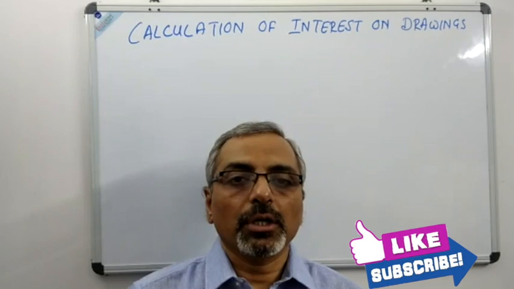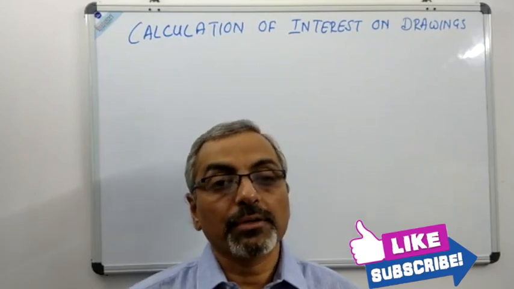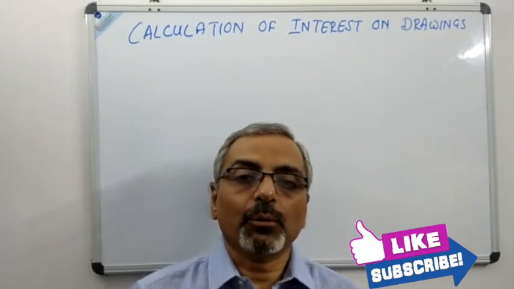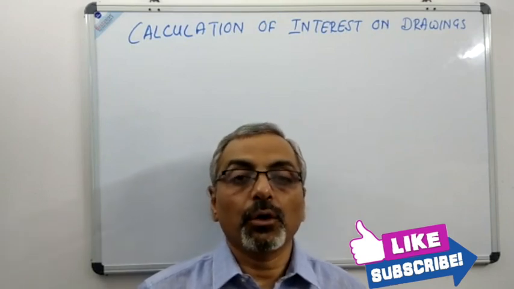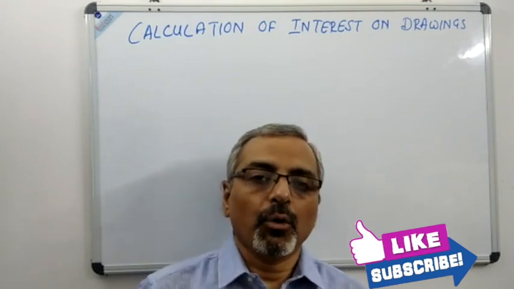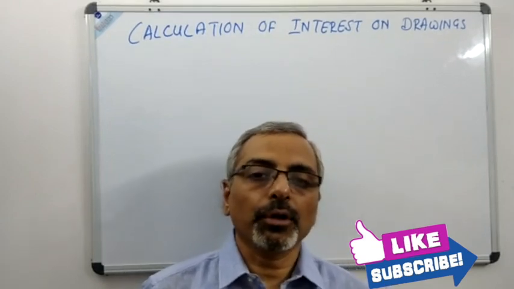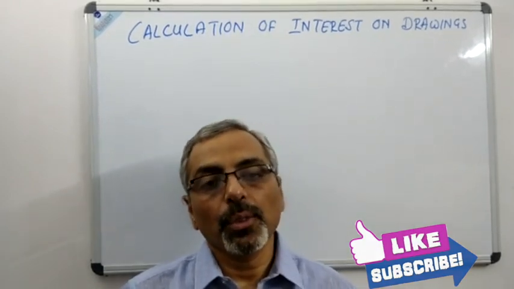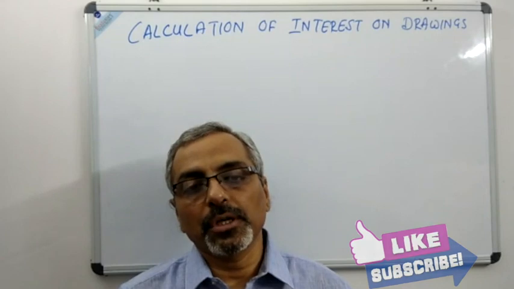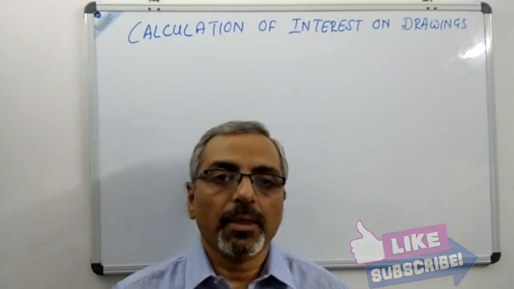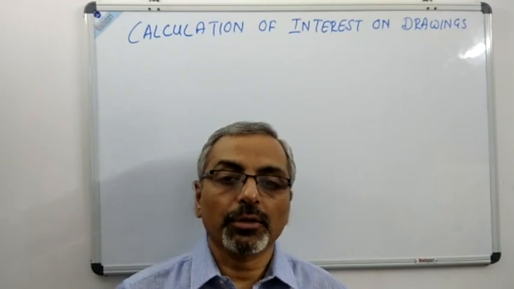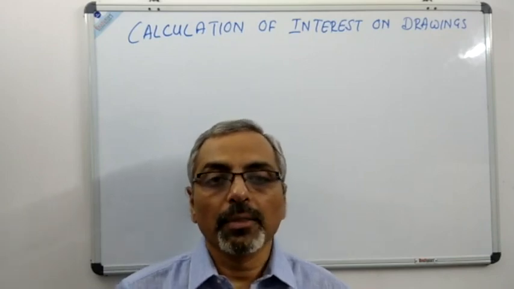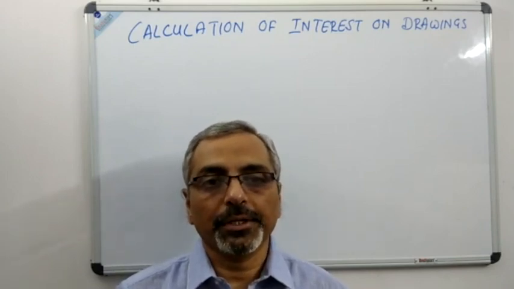Today I will be talking about the calculation of interest on drawing. Like the calculation of interest on capital, interest on drawing is also calculated on the basis of time. Always in the question, two important pieces of information will be given to you. Number one, the rate at which the interest on drawings will be charged, and number two, the time at which the money has been drawn. So on the basis of these two, the interest on drawings will be calculated.